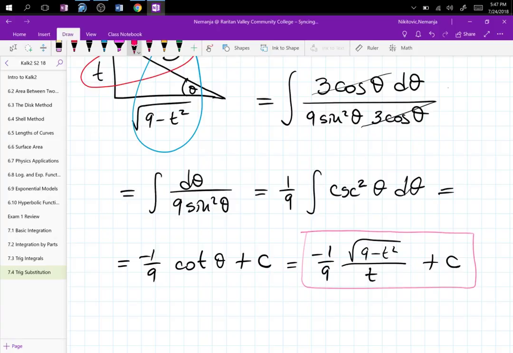Yes. But if we put the t on the bottom and the 9 minus t squared on the left, wouldn't cosecant be the secant squared? Yes, very good. And basically that. Of course, the answer will be in terms of tangent.